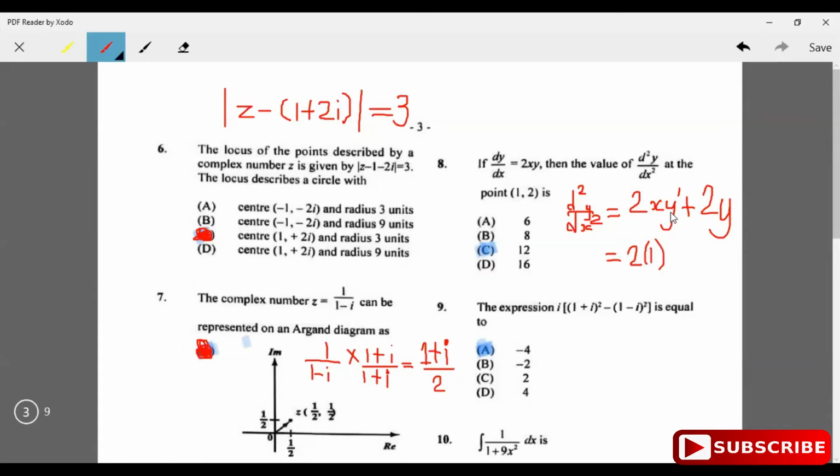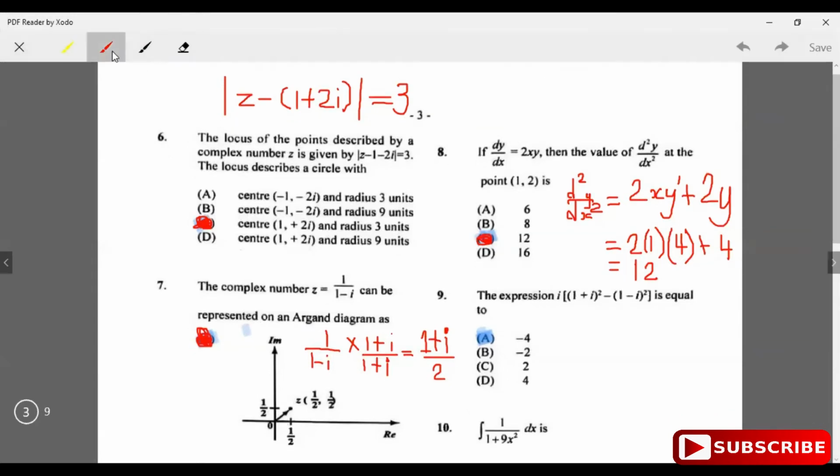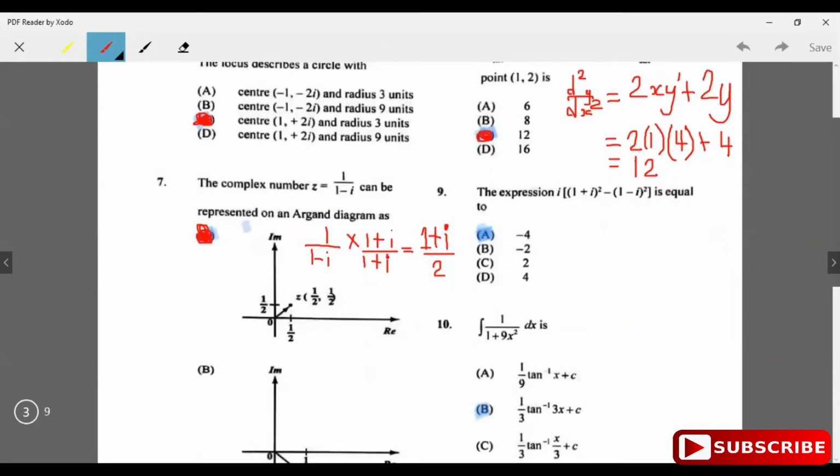So 2 times 1, then y prime, which is dy by dx, we put 2 times 1 times 2, that is 4. So y prime is 4, plus 2 times y, and 2 times y is 2 times 2, which is also 4. So we're getting 8 plus 4, which is 12. Nice and easy. All right, that's option C. Hopefully they're just like this come next week, Monday.